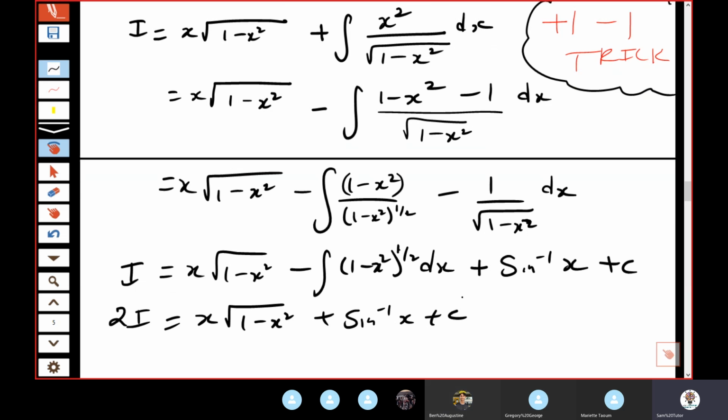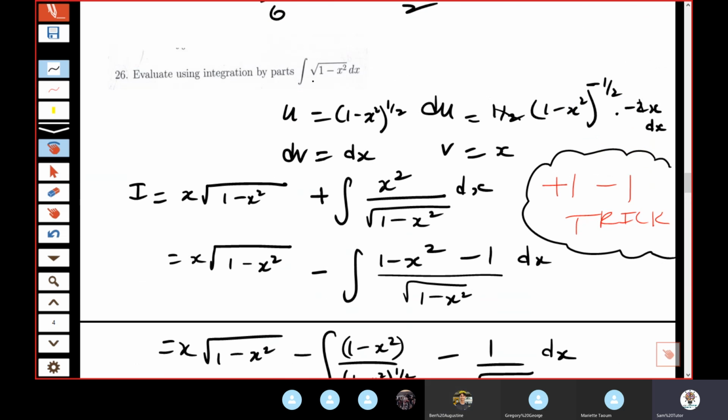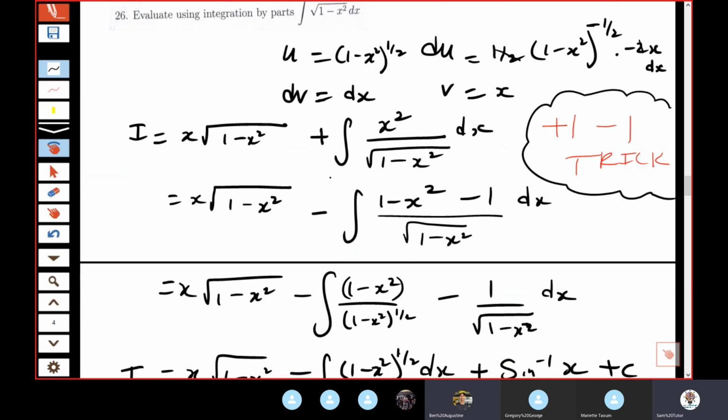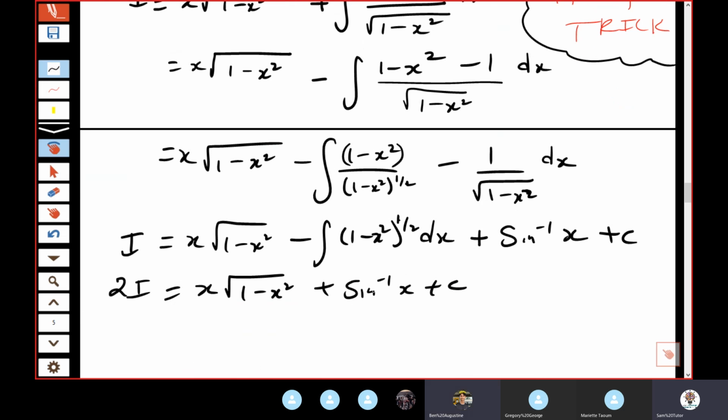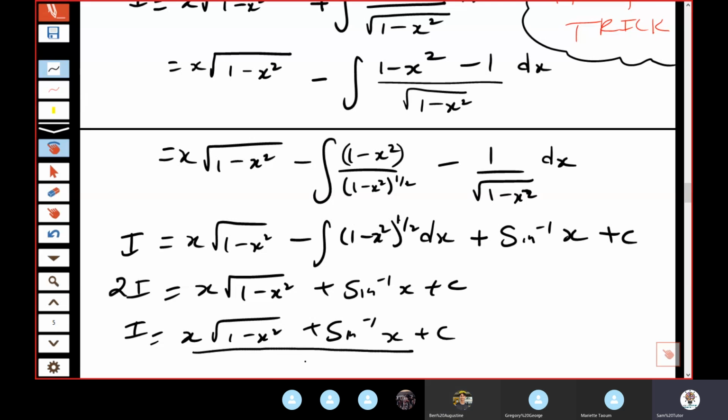Which is really interesting, right? A simple algebraic 1 minus x squared to the power of a half turned into all of that, turned into an inverse sine and an x root. So it's really weird like that. And that's how integration is. Plus inverse sine x plus c all over 2.